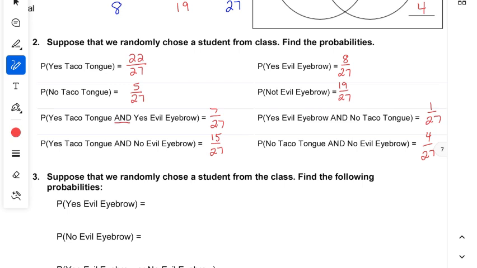All right, let's go ahead and find these probabilities. We've already done this before. Yes, evil eyebrow, how many? 8. And no evil eyebrow. 19. So probability of yes, evil eyebrow, or no evil eyebrow. 27 out of 27, right? Because it's the whole set. You either can do it or you can't do it. So these are called mutually exclusive.